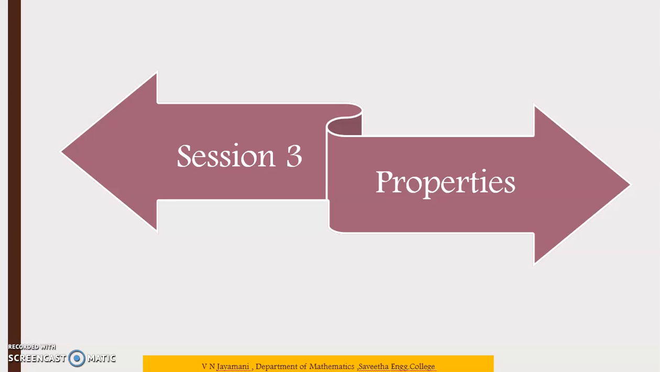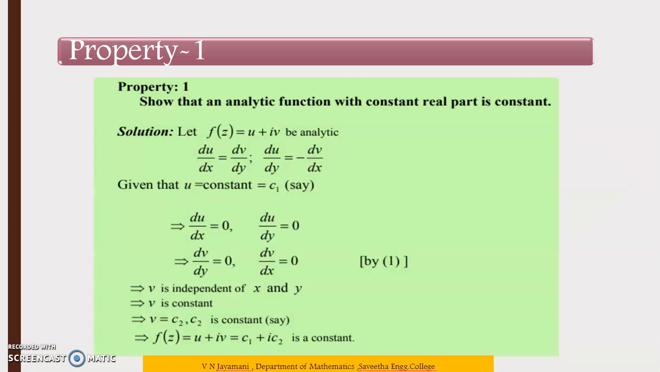Today we are going to see session 3, properties of analytic functions. We have so many properties, and we are going to see some proofs of these properties. The first property: show that an analytic function with constant real part is constant.